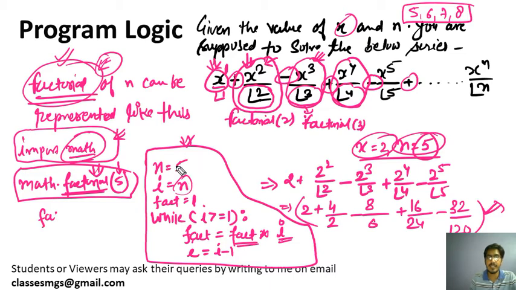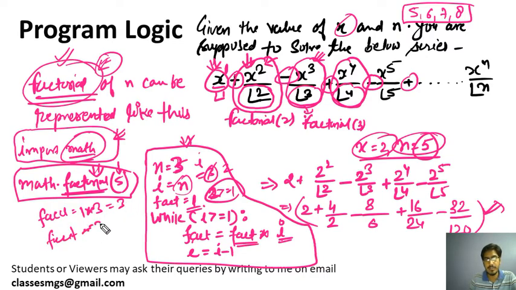Let's suppose you are passing n as 3. So i value will become 3, then fact will become 1. So i, 3, is greater than or equal to 1, condition true. In that case, fact equals fact value 1 star i value, which is 3. So it will be 3, then i will decrement, i will become 2. Next time 2 is greater than or equal to 1, condition true. This time fact is already 3, so 3 will be multiplied with 2, 3 star 2, it will be 6. So now fact is 6.